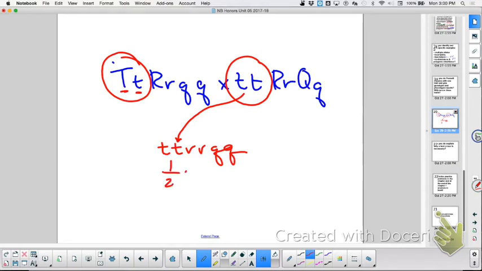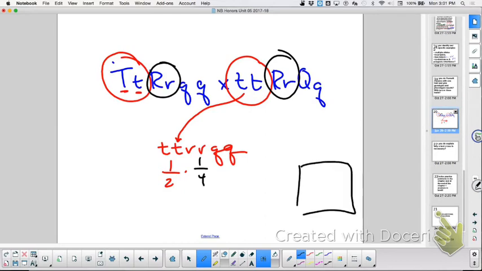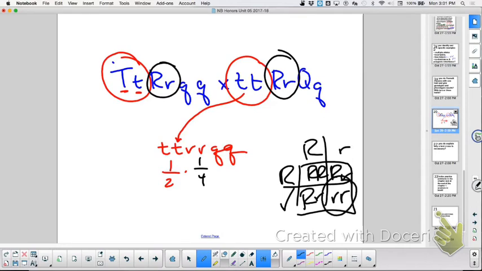Okay, now let's look at the R's. If I cross just the R's, what are the odds? You can see that Punnett square in your head. What are the odds that I'm going to get little r, little r? 1/4. Do you see that Punnett, right? 1/4.